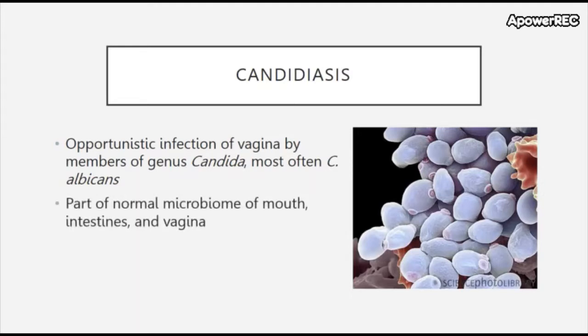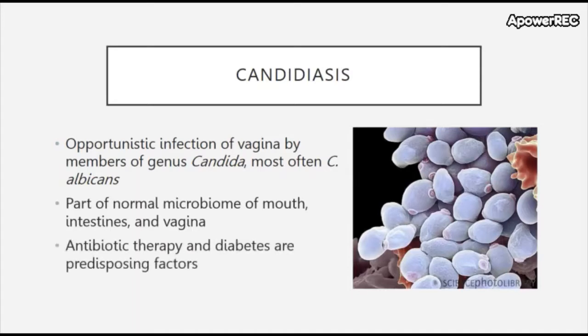It is part of the normal microbiome of the mouth, intestines, and vagina. Antibiotic therapy or diabetes are predisposing factors. The symptoms are itching and a thick yellow odorless discharge. It's usually treated with an antifungal along with probiotics.